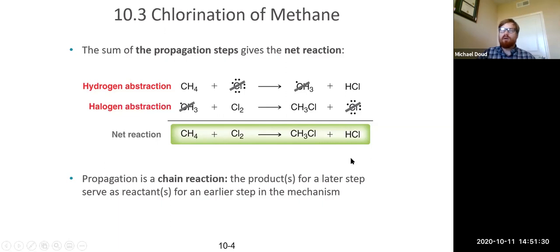So note that this is what we call a chain reaction. I hope you saw that during the propagation. Basically, we have this idea where we're regenerating, for example, the chlorine radical, and the chlorine radical is a reactant in one of the earlier steps. So that's the idea with a chain reaction. Just keep in mind these radical reactions tend to be chain reactions.